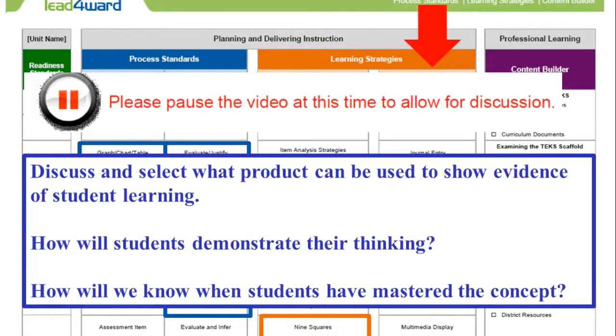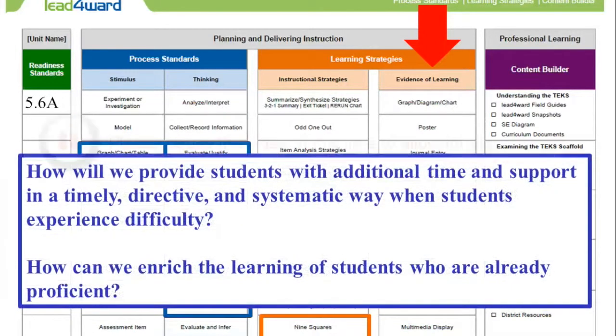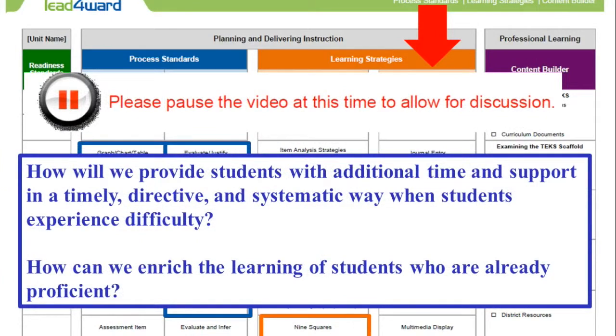An integral part of the PLC process is how to plan for intervention. Take time now to discuss the following questions and what they may look like on your campus. How will we provide students with additional time and support in a timely, directive, and systematic way when students experience difficulty? How can we enrich the learning of students who are already proficient?